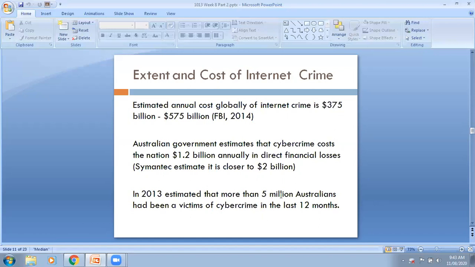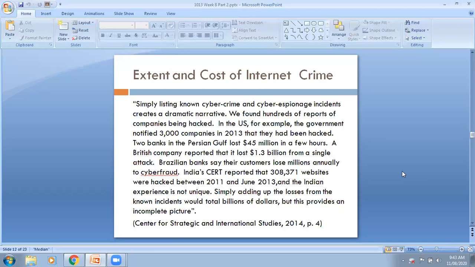In 2013, more than 5 million had been a victim of cybercrime. I've been a victim of it this year because my credit card got compromised, and it just took me so long to change over all my payments and everything. And I got all the money back, but you know, it's just the inconvenience of it all. I'll just put this quote up for you to read.